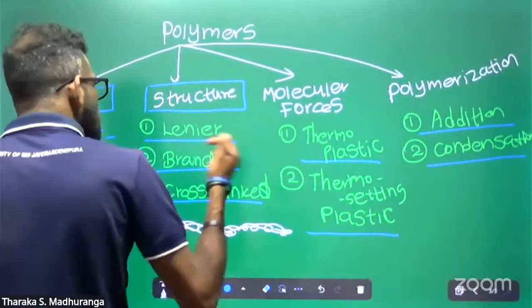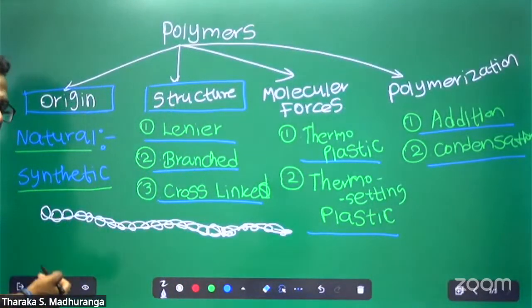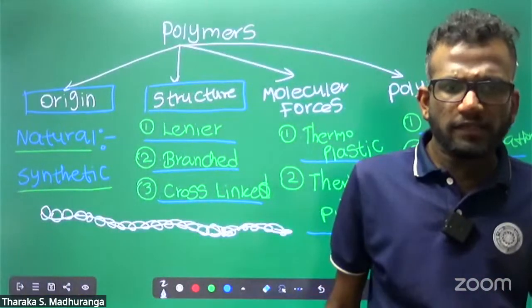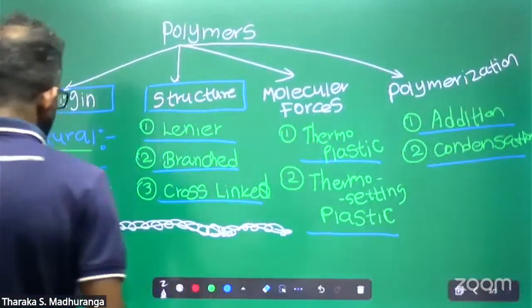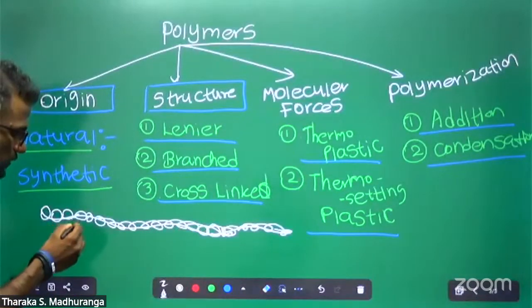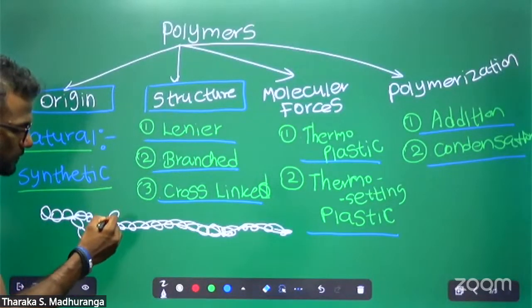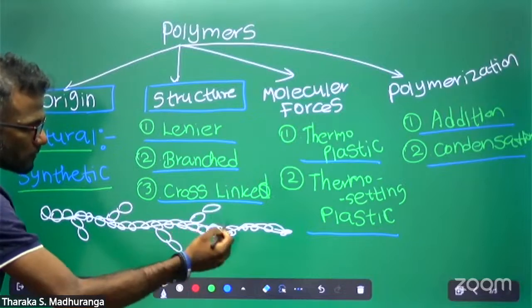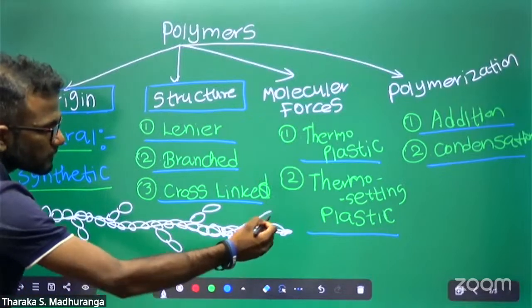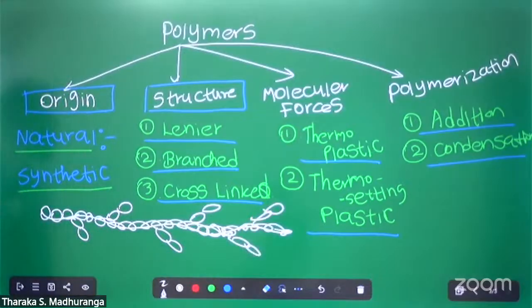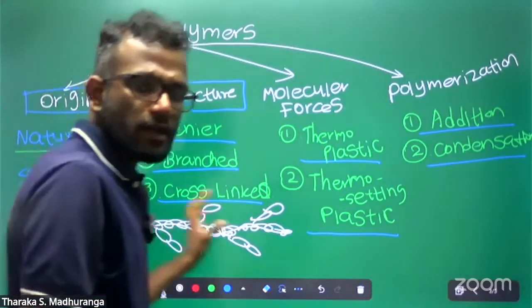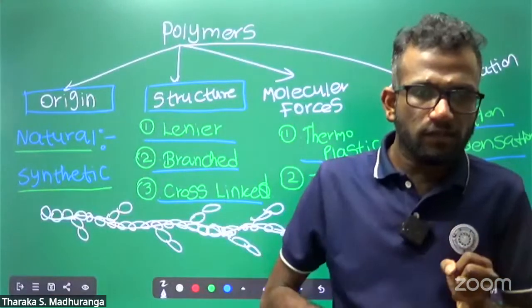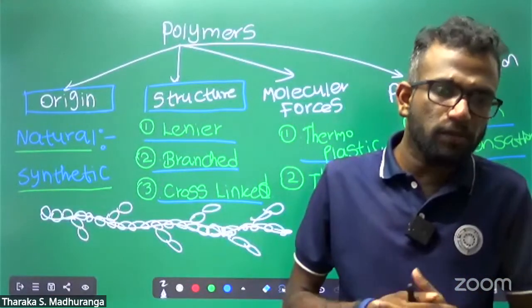The branched polymers mean, do you remember the structure of amylase? The amylase contains small branches like this. That we called a linear polymer. When it contains some branches, that we called branched polymers.